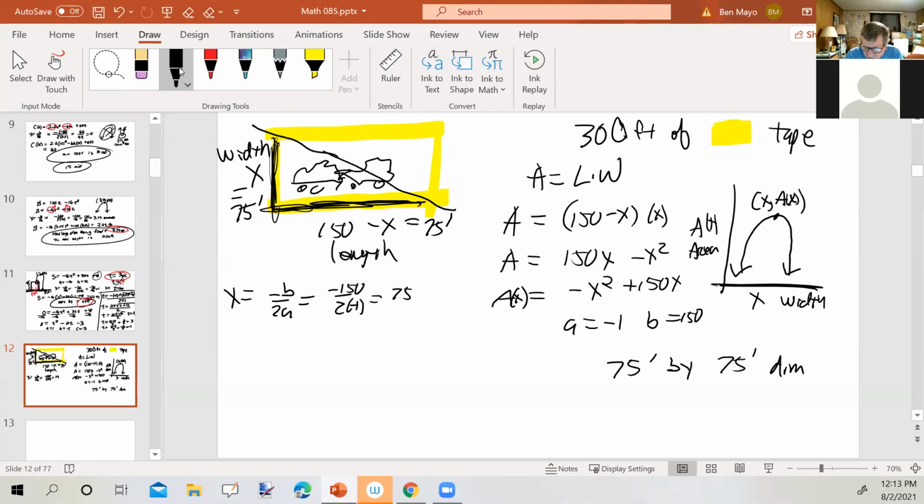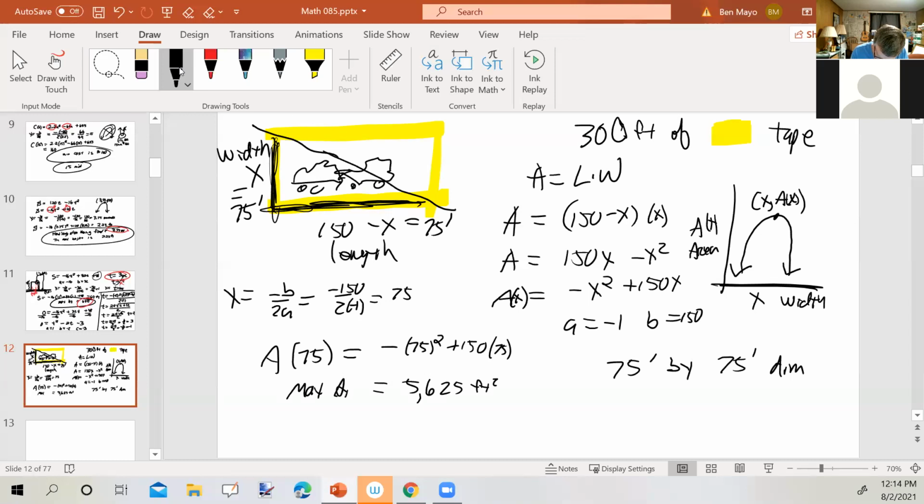Now, how would you find the maximum area? Well, you'd find A of 75, which is negative 75 squared plus 150 times 75. Let's see what that is. We've got negative 75 squared plus 150 times 75. And I get 5625, and that would be what, square feet? So that's the maximum area.